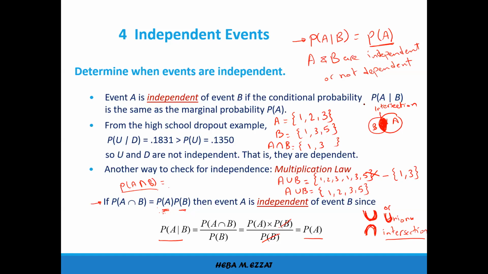So for the union you are adding A plus B negative the intersection. Intersection is only the area that is connecting A and B. Okay.